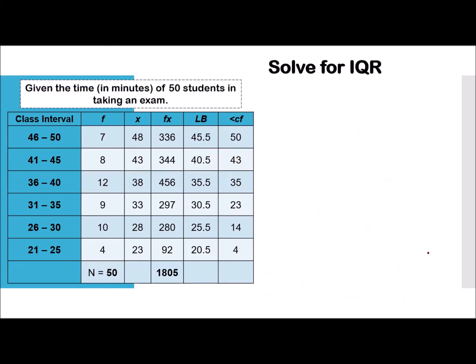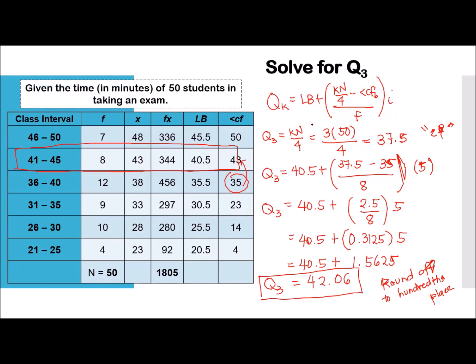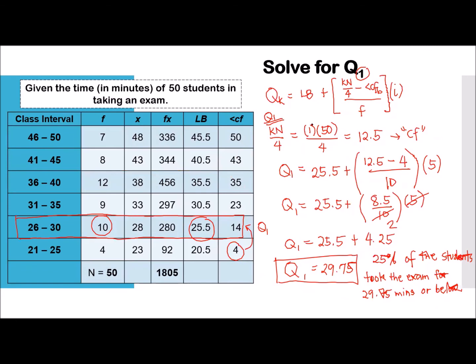Proceed tayo. IQR. Pag sinabi nating IQR, katulad pa rin ng dati. Q sub 3 minus Q sub 1. Okay? So, kaya sabi ko sa inyo kanina, be careful on answering. Kasi, dugtong-dugtong na siya. Huwag ka magkamali ng isa, all throughout na yan. Okay? So, balikan natin. Ano ba ang Q sub 3 natin? So, ang Q sub 3 is 42.06. Okay? Tapos, ang Q sub 1 natin ay 29.75.